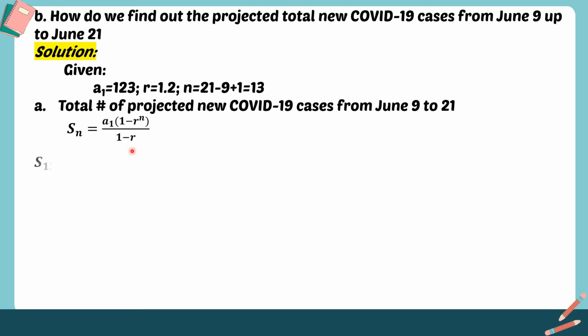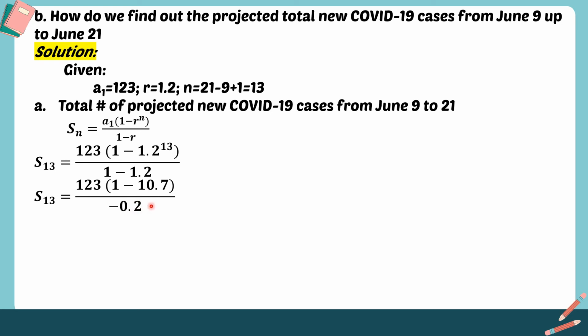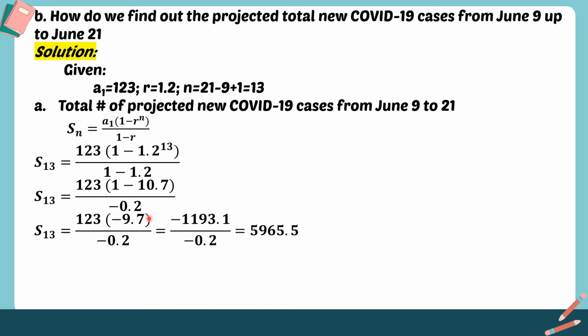Then, substitute tayo ng given. A sub 1 is 123. Yung r natin ay 1.2 at yung n natin na 13. Then, simplify muna tayo. 1 minus 1.2 is equal to negative 0.2. And then, 1.2 raised to 13, that is 10.7. Then, 1 minus 10.7, that is negative 9.7.